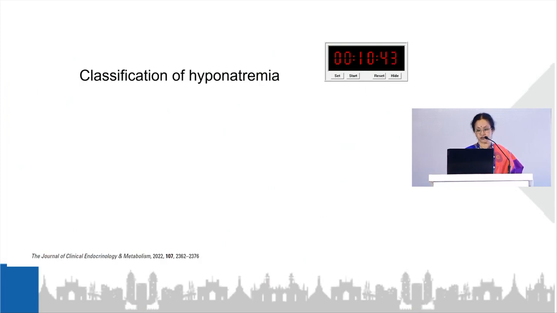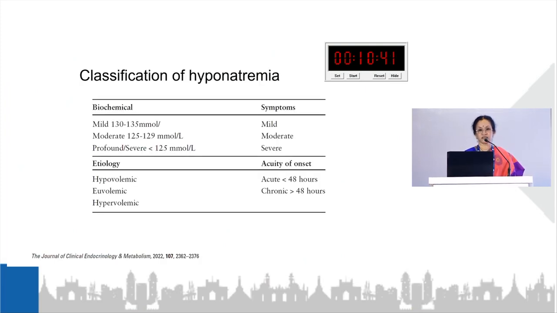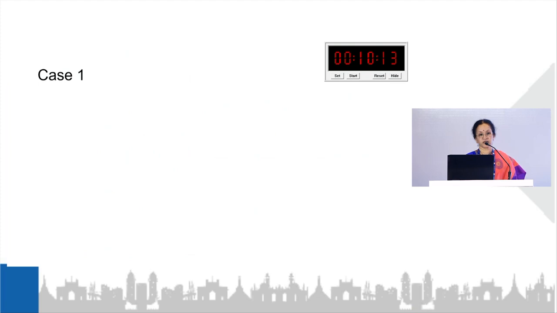Now, classification of hyponatremia. This particular slide is very important because it forms the basis of treatment of hyponatremia. There are four ways in which we can classify hyponatremia: based on biochemical value, mild, moderate, severe; based on the etiology, hypervolemic, euvolemic, and hypovolemic; based on symptoms, mild, moderate, severe; and based on the acuity of onset. So the treatment depends on these four parameters. Now with this background, I have four cases to present.